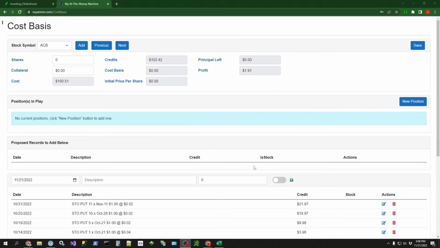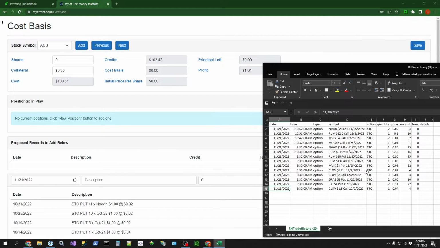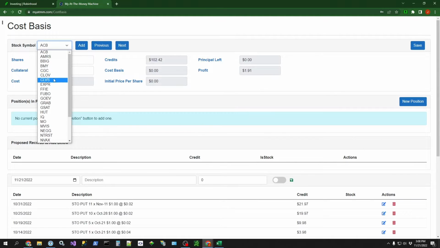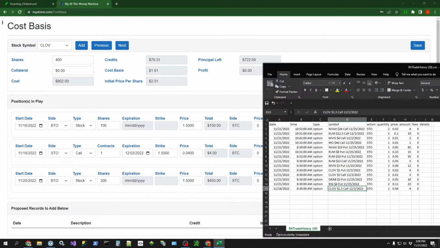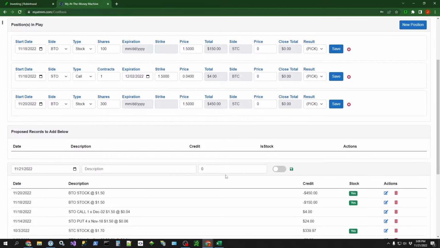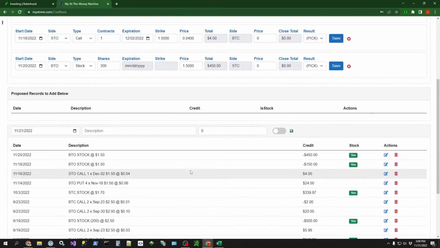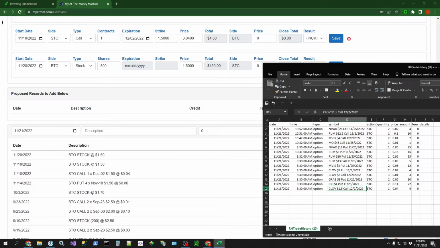All right, so what did I want to check? I wanted to check CLOV. So let's come to CLOV, and we want to see if this 11/18 was taken care of as a $4 premium. Did I already track it? Yes, I did. I tracked it right here. So we don't need to do that one anymore. Let's go ahead and delete that.